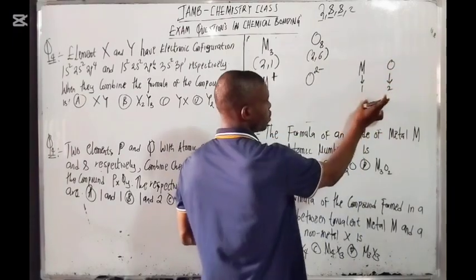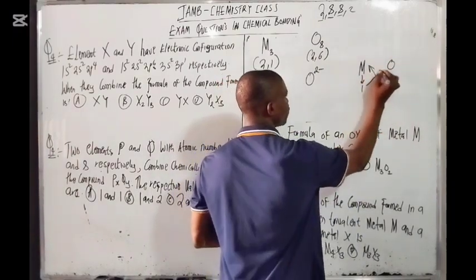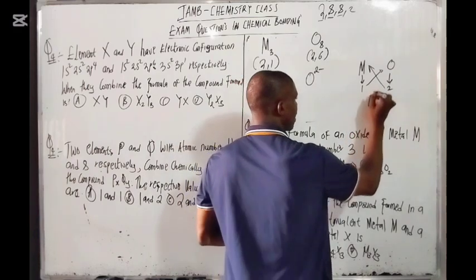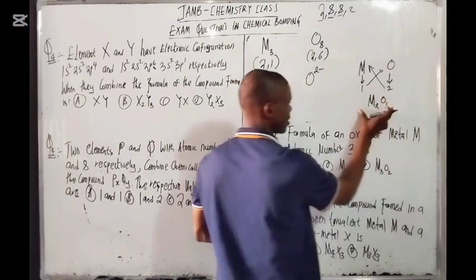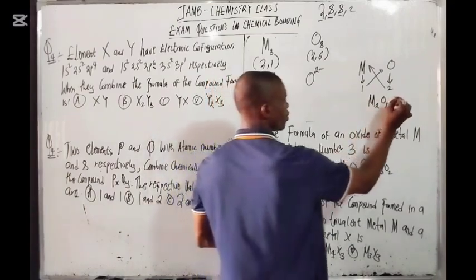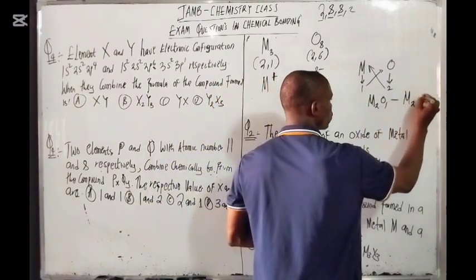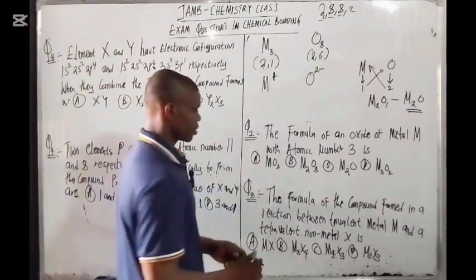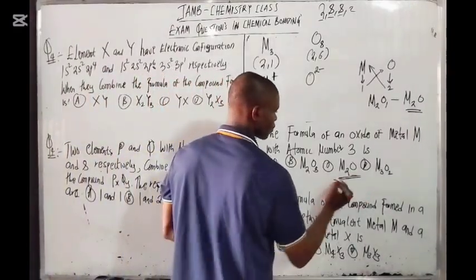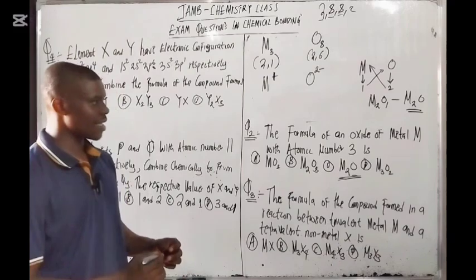Can you see that? This guy wants to move here. What are you going to get? Going to do M2O1, right? But I don't want to put this one here. So it's going to be M2O. So the answer is what? The answer is C.